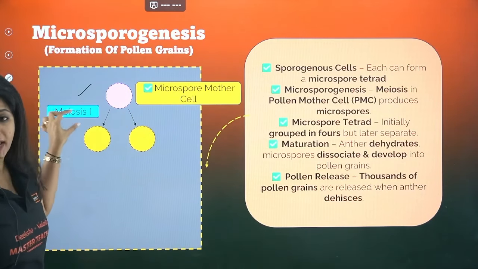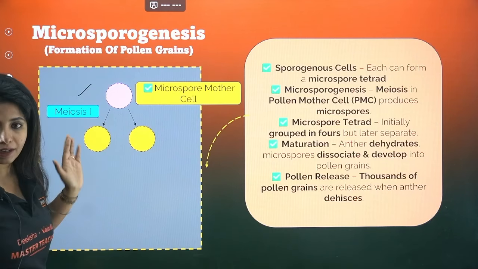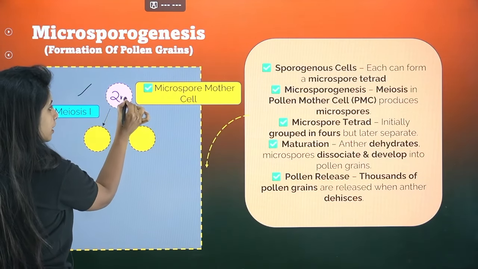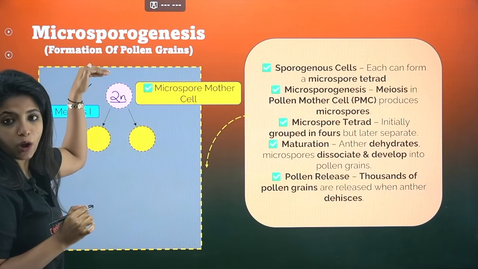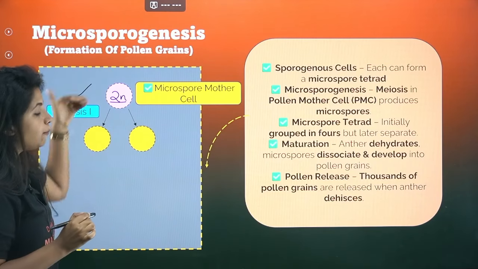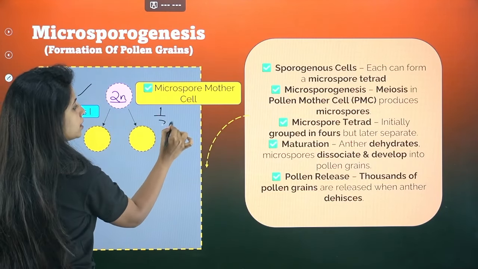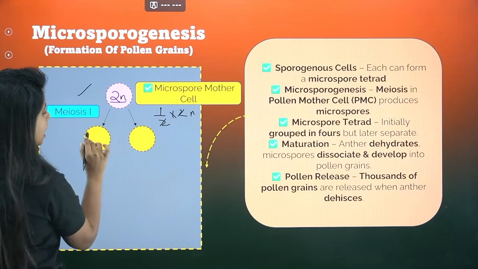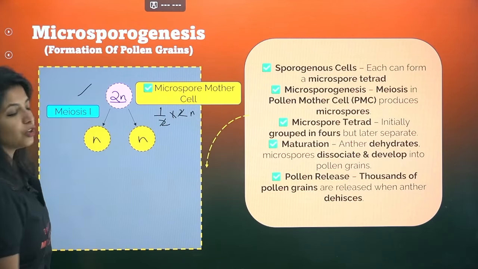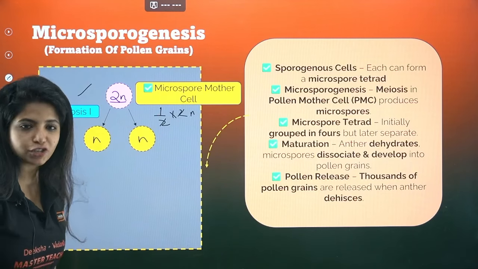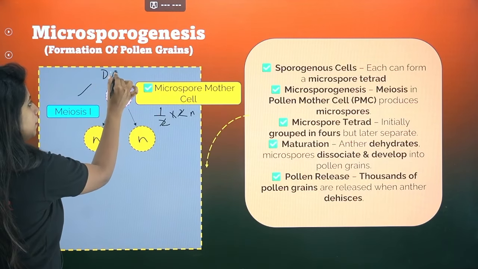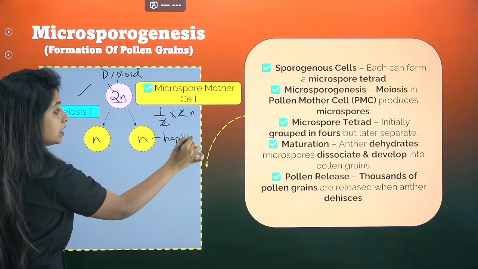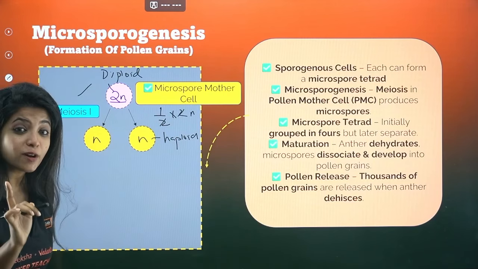The first stage is the reductional division. Suppose I started with a diploid cell. Diploid means 2n. Now it will become haploid. Haploid means half of it. So half of 2n, the 2 gets cancelled, so basically it will be just n. You call this condition haploid. So here we started off with diploid, and now it is haploid in nature. This is meiosis 1.